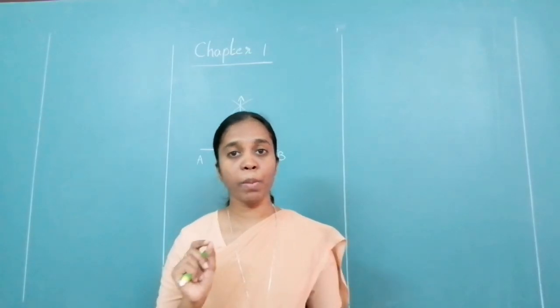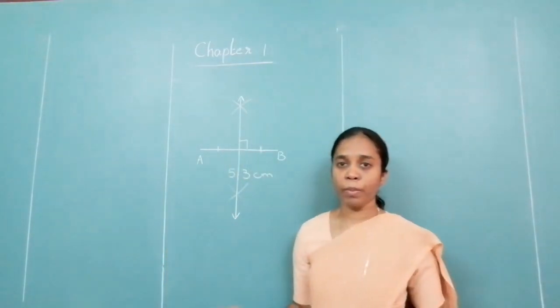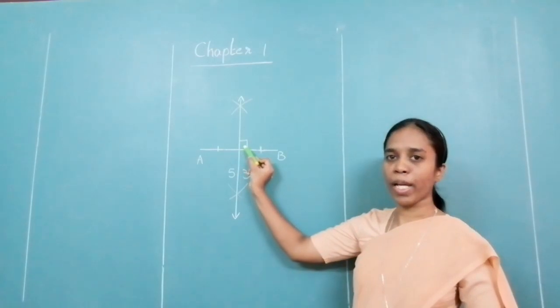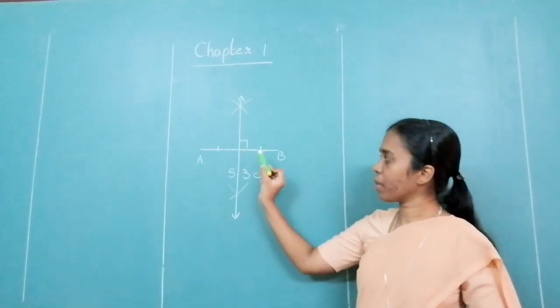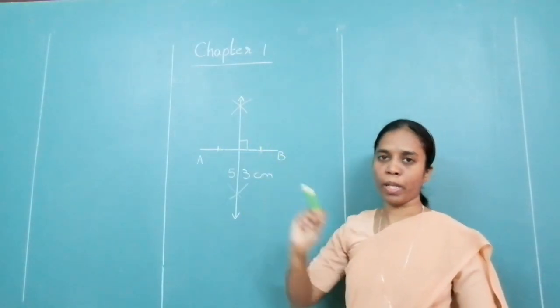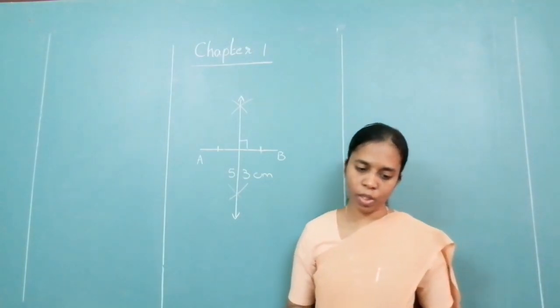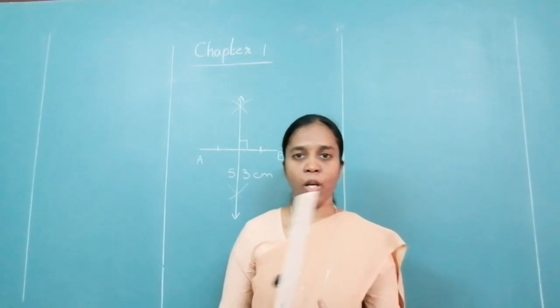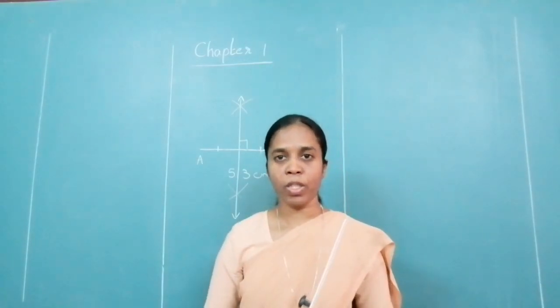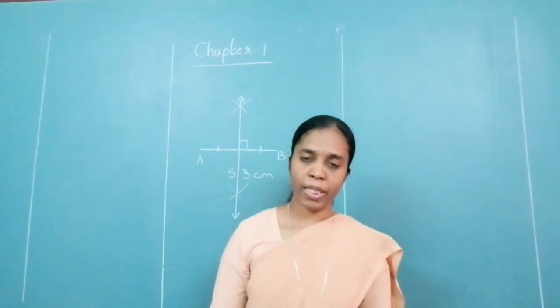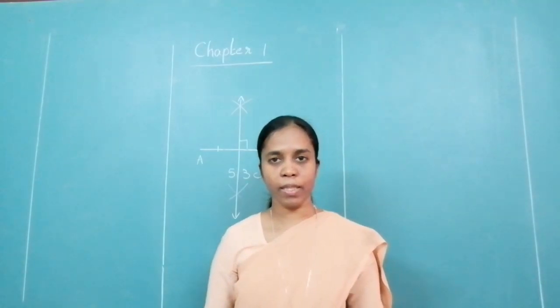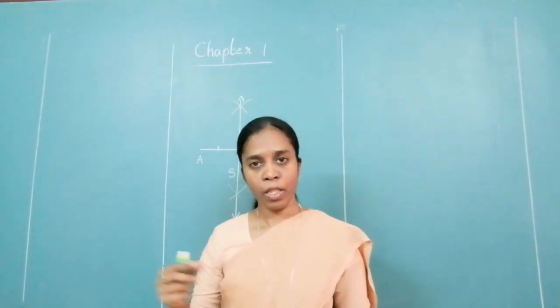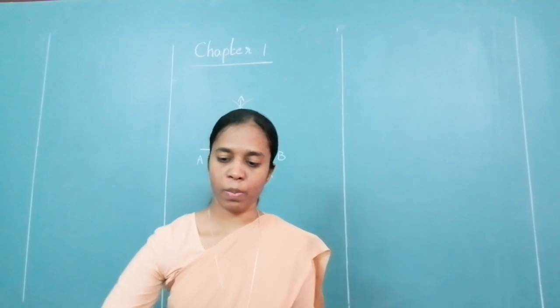Again I repeat, what do you mean by perpendicular? Perpendicular means it gives you an angle of 90 degree. Bisector means dividing into two equal parts. That is bisector. Okay. So how do you solve this? Now you stop the video, complete that, draw the perpendicular bisectors, okay, and then you continue with the next part.